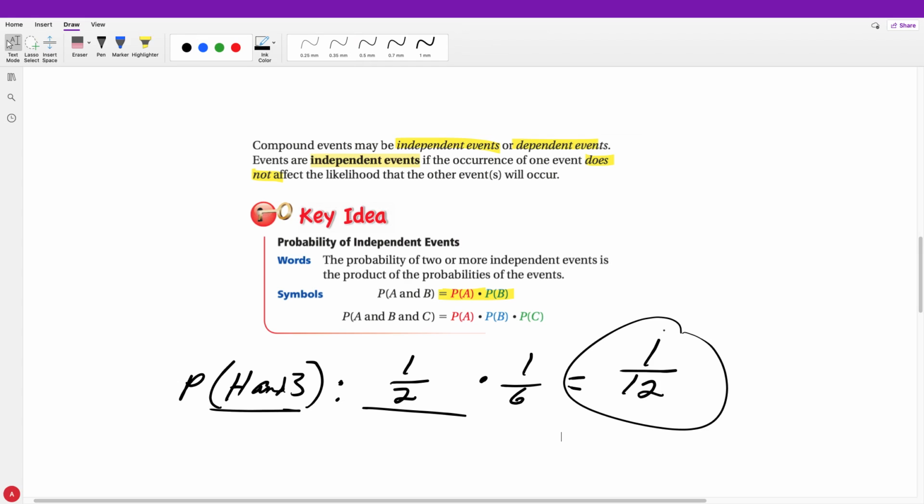All right, and this can extend to however many events we're doing. If we're spinning a spinner, flipping a coin, and rolling a die, then we would have another event, which is why we also talk about the probability of A, B, and C being multiplied together. So if the events are independent, we simply multiply the probability of each event happening, and that gives us the total probability of all the events occurring. All right, so now from here, we're just going to go through some examples.